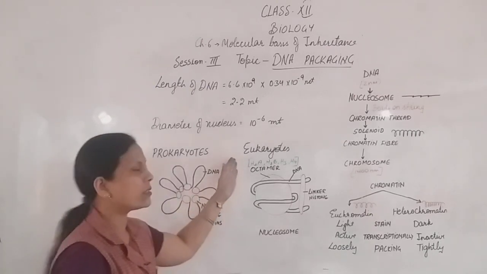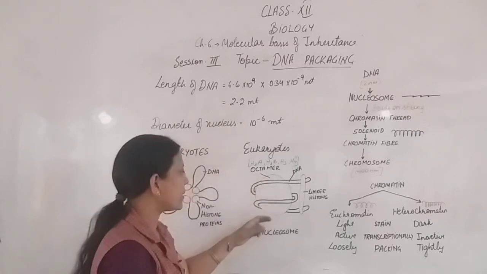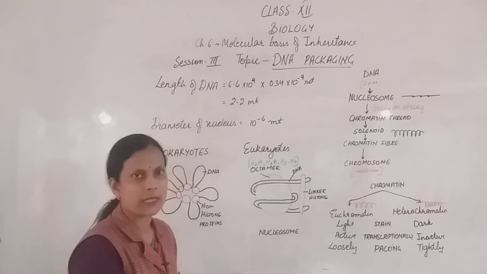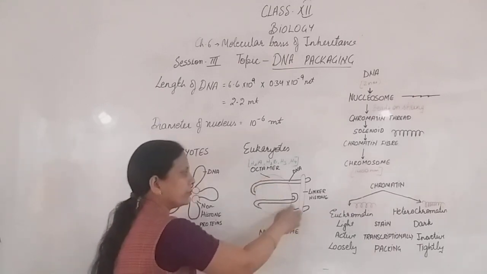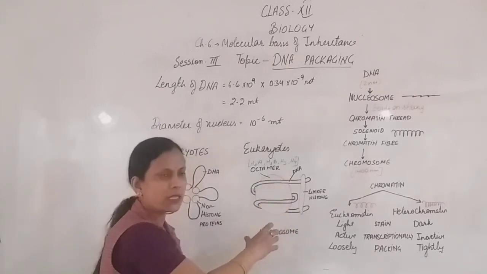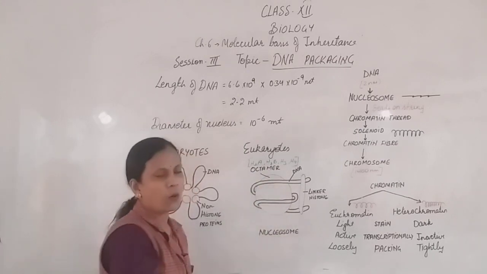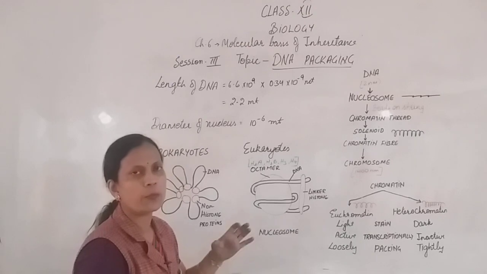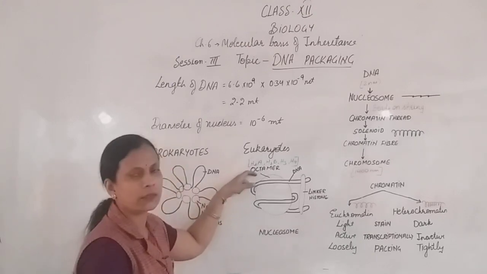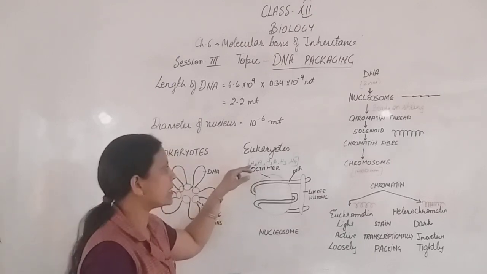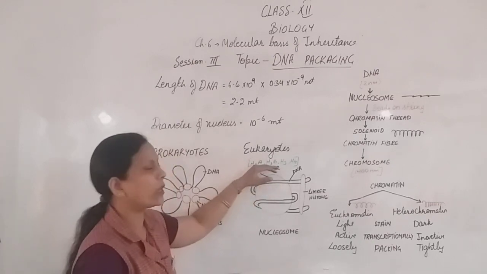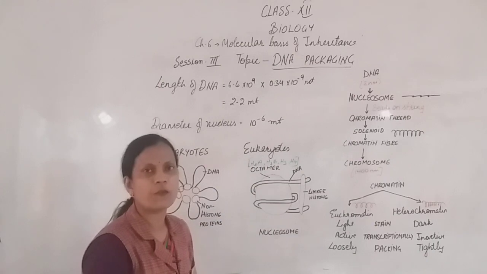Now in eukaryotes, there is something different. There are histone proteins present. Now how are the histone proteins present? They form an octamer. It is the first level of packaging. And what is an octamer? Octa stands for 8, that is, it contains 8 molecules of histone proteins. These are H2A, H2B, H3 and H4.